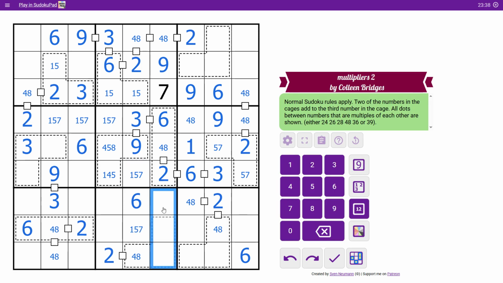This row here is missing a 1, 3, or 5. So that's not a 3. 1 3 5 there. That means that's not a 5.